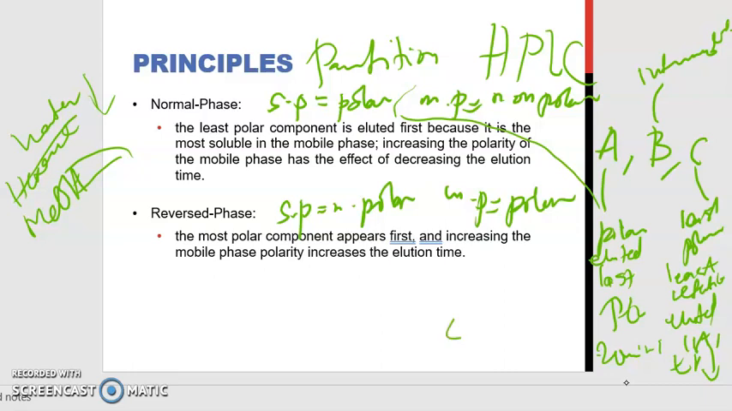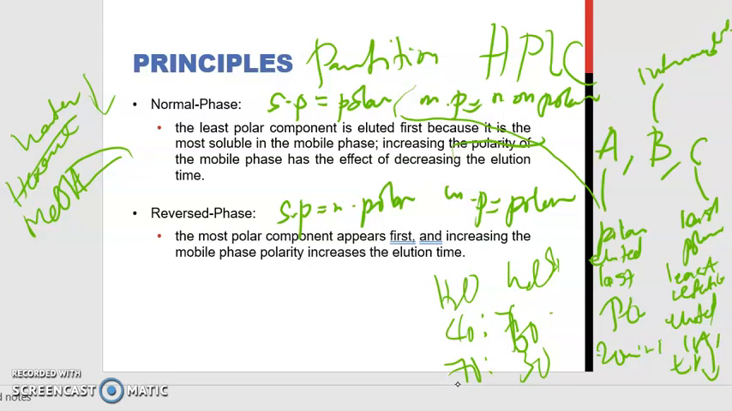Contohnya kita start dengan cuma 40% water, 60% methanol. Bila dah keluar B dengan C, kita naikkan 70% water, methanol 30%. So polarity increase. Bila increase polarity, what happen? Retention time will decrease. So contohnya daripada keluar 20 minutes, dia keluar lagi awal, 10 minutes, 15 minutes. Okay, so that is for normal phase.